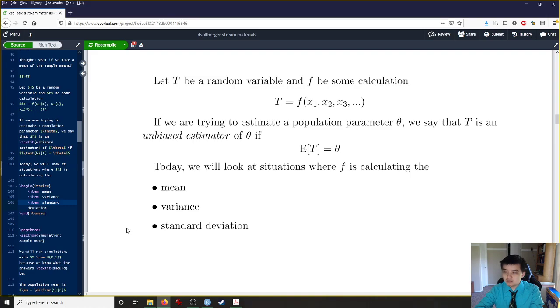The question in chat is, would a biased estimator be a systematic shift? I'm not quite sure what you mean by systematic shift, but what a biased estimator would do is probably underestimate or overestimate what you're trying to do just from the sheer calculations itself.